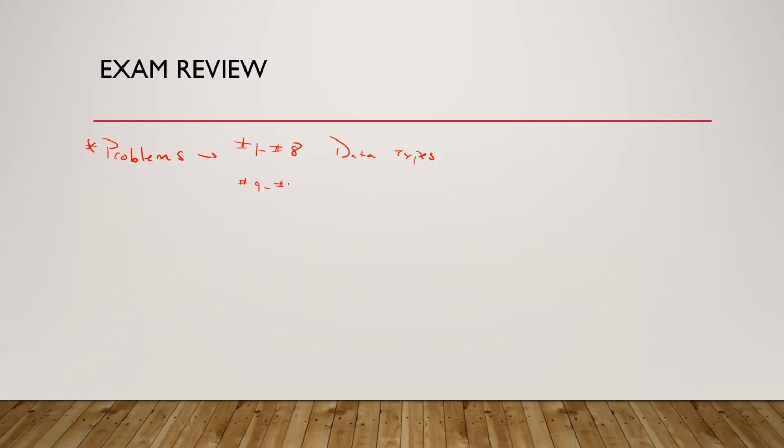Problems number 9 through number 11, it's a z-score question. Problems number 12 through number 14 is a histogram question. And really what the question is, is reading a histogram, not constructing it. Problems number 15 through number 26 is data analysis. And the good news with these problems, okay, we're going to use your calculator.